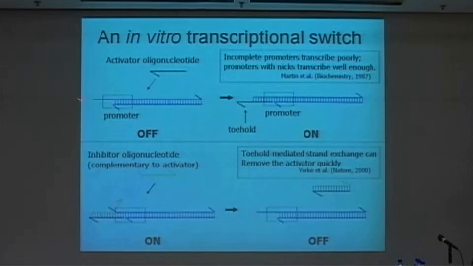So we have a template which is in the off state, which is unusual because the promoter is not complete. But then we have an oligonucleotide that can complement this region, and then we can turn it to the on state. And then we can add another strand that's complementary to this activating oligonucleotide, so that you can strip it off, and then we can go back to the off state.